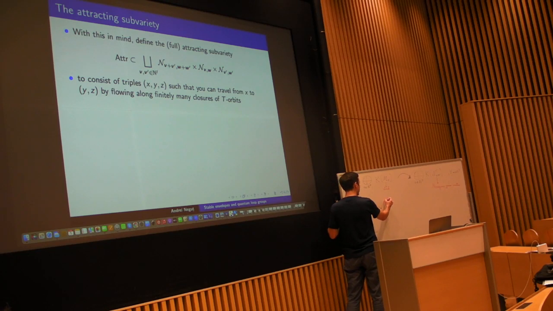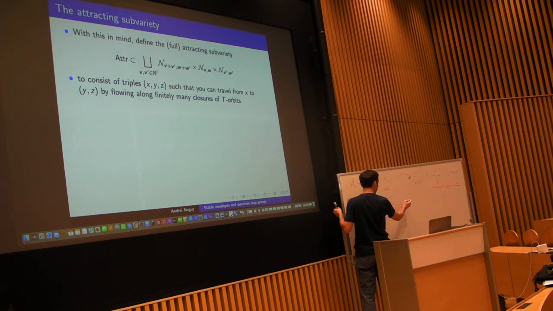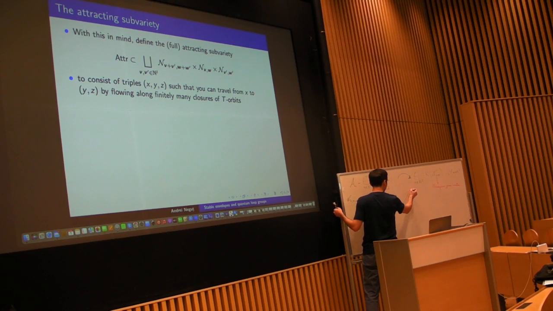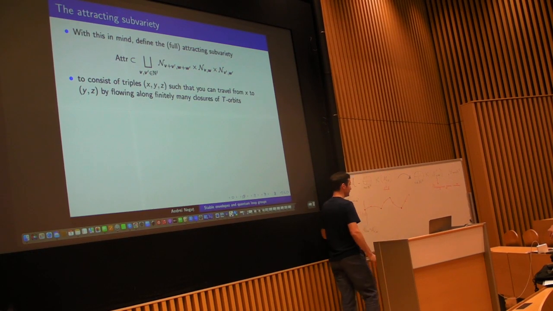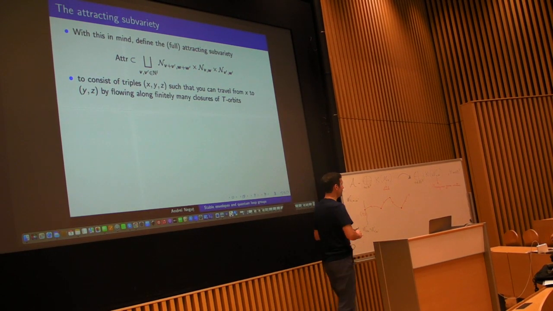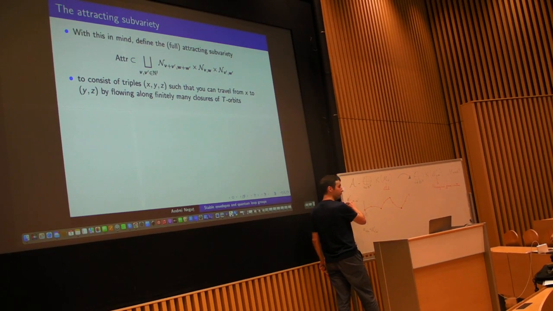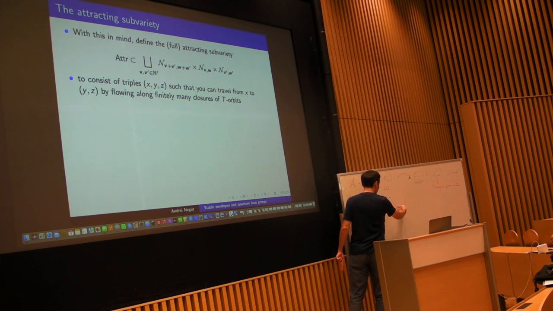There might be another t orbit which is flowing into it, and so on, and there might be a finite chain of such t orbits, and the last orbit in this chain we allow to be half closed. So we only require it to be closed on this vertex, but it might be open on the opposite vertex. And here we require there to be the point x. So the definition of ATTR is the space of triples x, y, z such that you can travel from the point x to the point y, z inside the ambient algebraic variety along these flow lines.